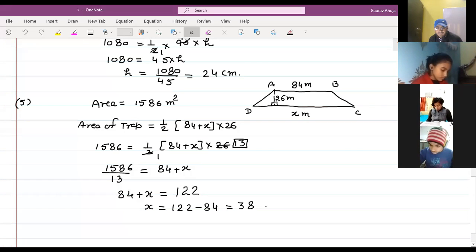Yes, 38. Check my calculation. If I am wrong, let me know. If I am right, correct yourself. Okay, बच्चों.